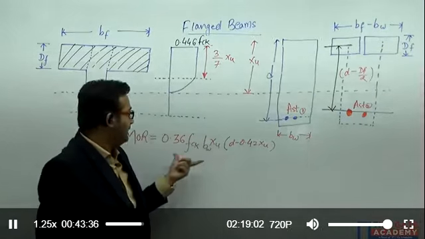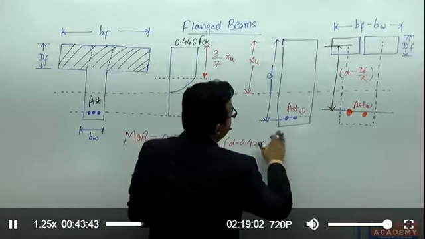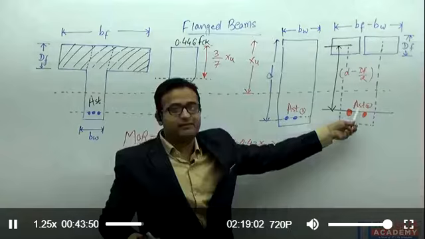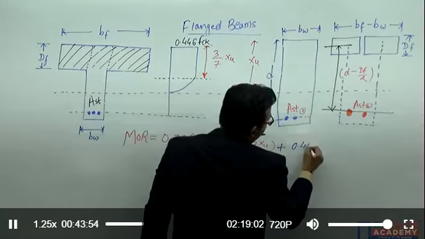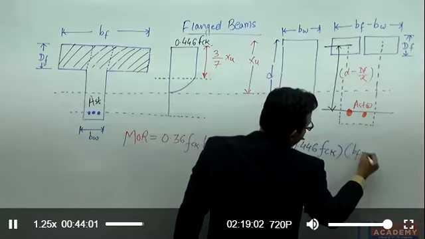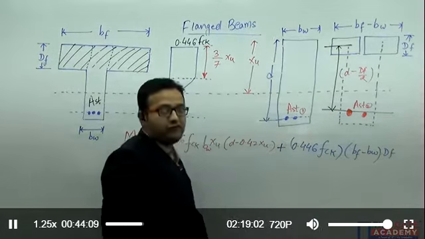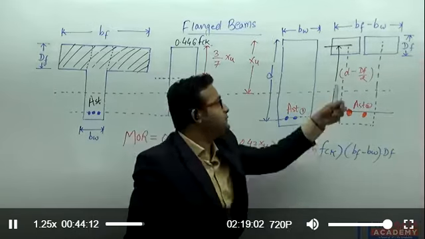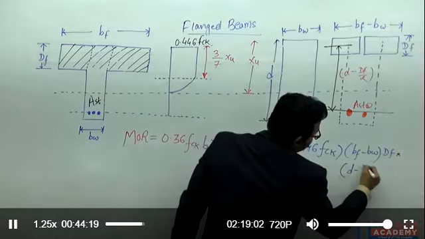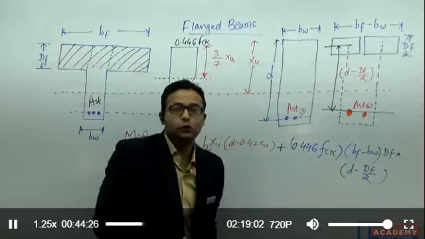Now, for this particular figure, plus, let me write, plus the moment of resistance given by this is 0.446 fck, this is the total stress, into area, which is bf minus bw into Df. This is the total compressive force given by this flange portion, into the lever arm. This lever arm is given by d minus Df by 2.